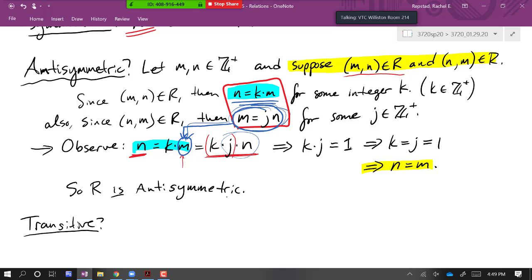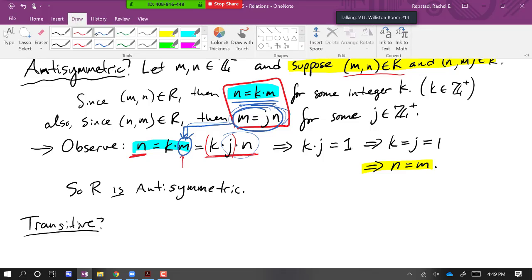Does that make sense so far? Okay. Yeah, I guess I don't really see where the k comes in with the j times n. Oh, because of this right here.